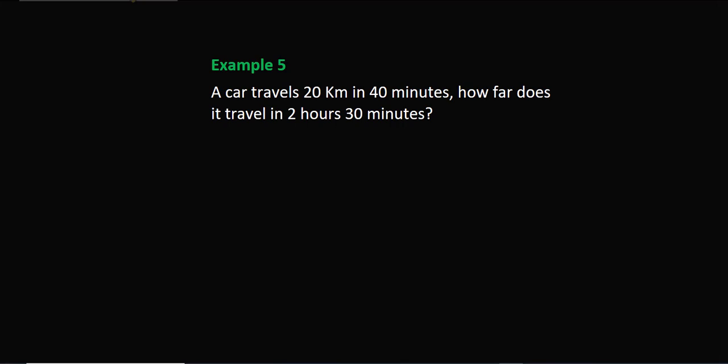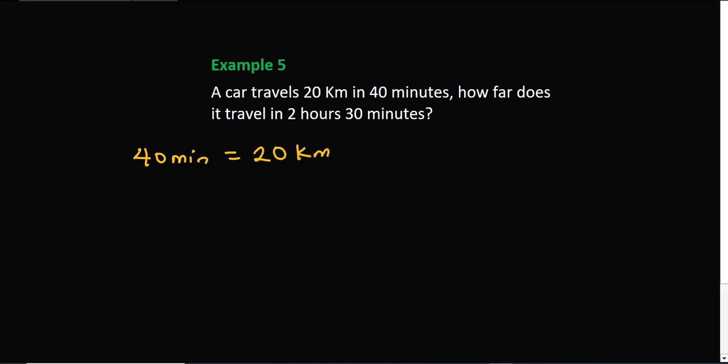So a car travels 20 kilometers in 40 minutes. So let's say in 40 minutes, this car travels 20 kilometers. So let's check in 1 minute how far does this car travel. In 1 minute, it simply means we have to divide both sides by 40. Please, if you've not gone through the previous lesson, this one might be very challenging for you. So let's do that together.